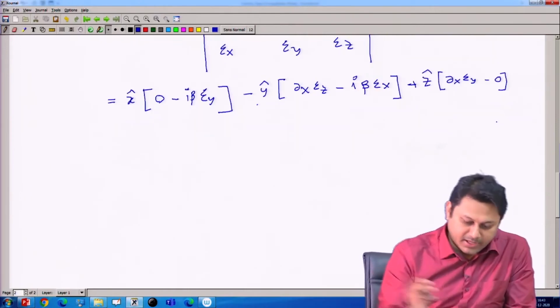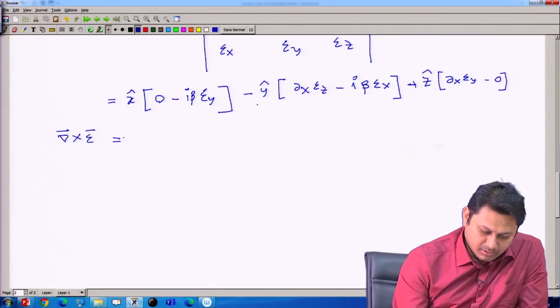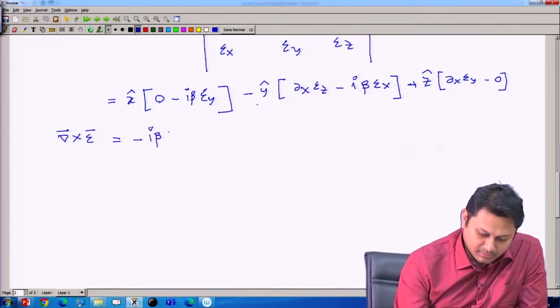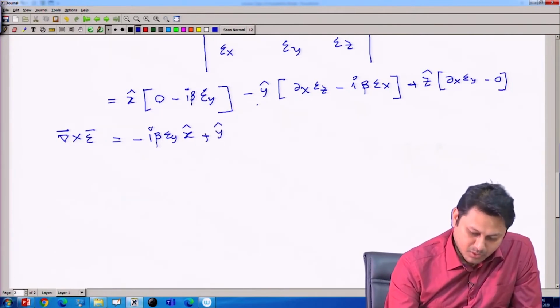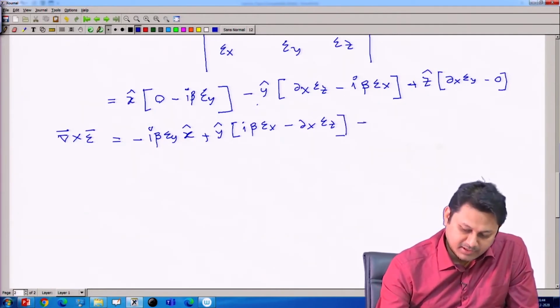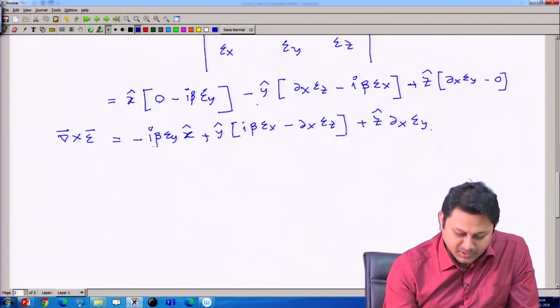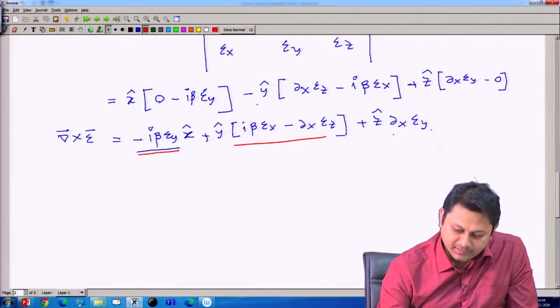If I now write again, curl cross E is simply minus i beta E y x unit vector, plus the y unit vector times (i beta E x minus del x E z), and the third term, just rewriting the term we have in the previous line. So, this is my x component, this is my y component, and this is my z component. That is important, because I need to tally the x, y, z components with the right hand side.